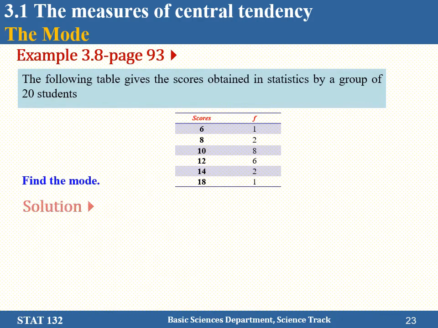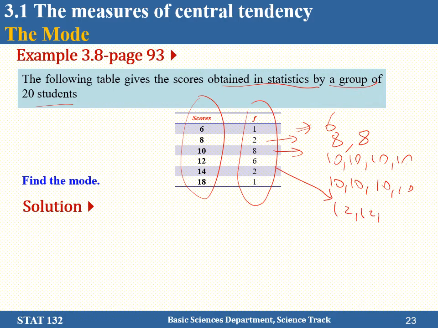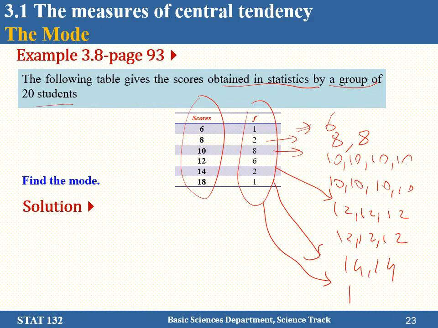Now let's look at this example. The following table gives the scores obtained in statistics by a group of students. Here are the scores and here are the frequencies. So if you write it in raw data, there's one 6, there are two 8s, there are eight 10s, that means six 12s, two 14s, and one 18.